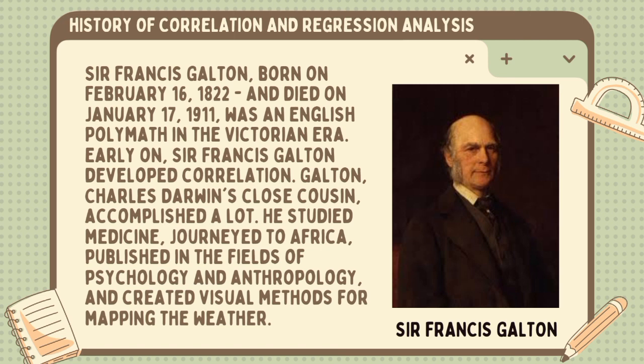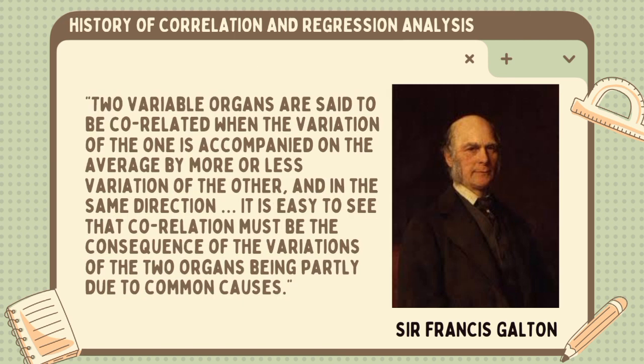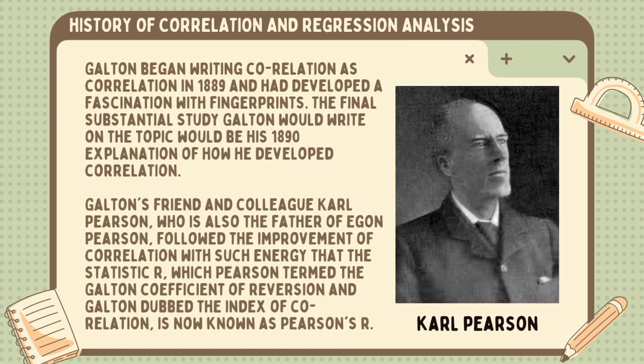The first time Galton wrote about correlation was in 1888. Two variable organs are said to be correlated when the variation of the one is accompanied on the average by more or less variation of the other, and in the same direction. It is easy to see that correlation must be the consequence of the variations of the two organs being partly due to common causes. Galton began writing correlation as correlation in 1889 and had developed a fascination with fingerprints.